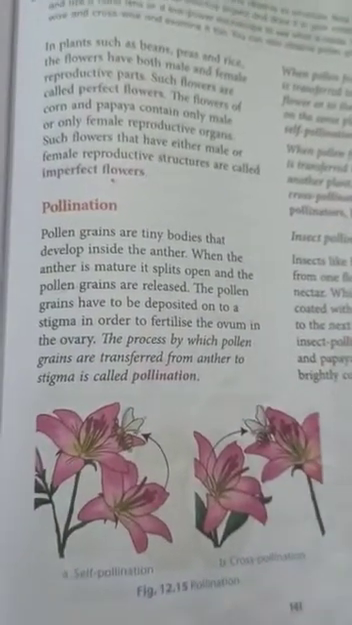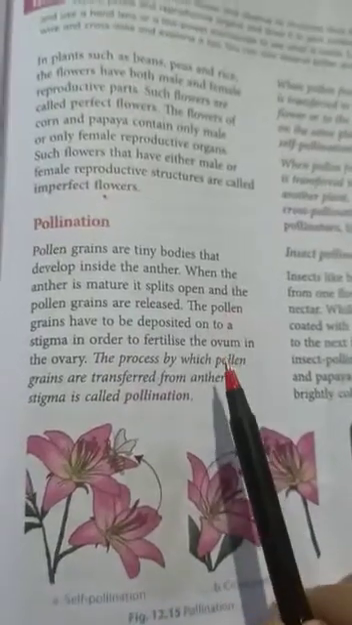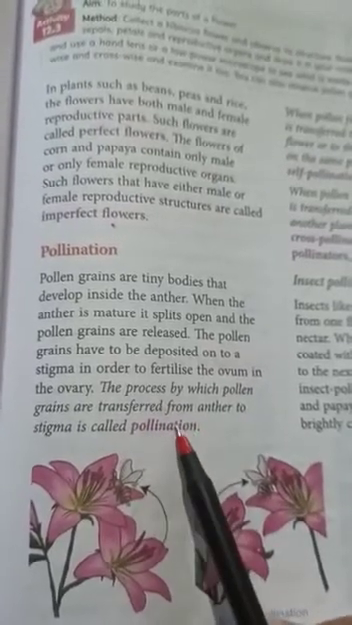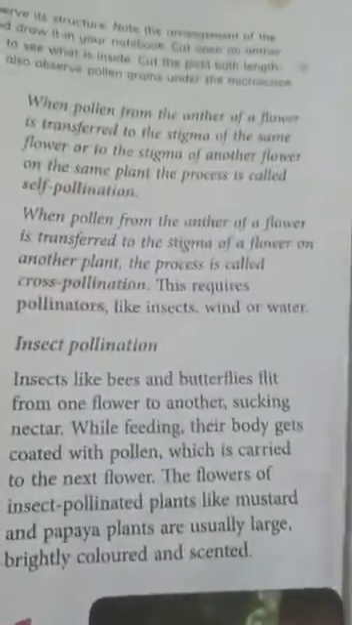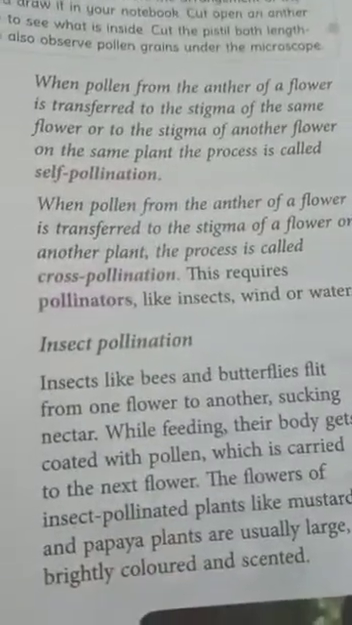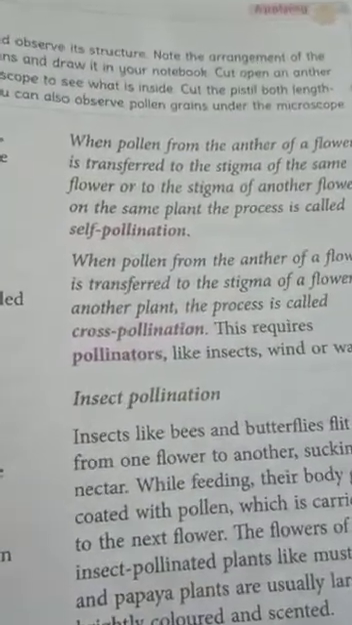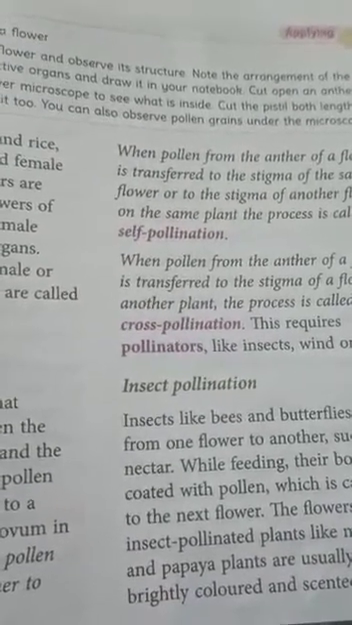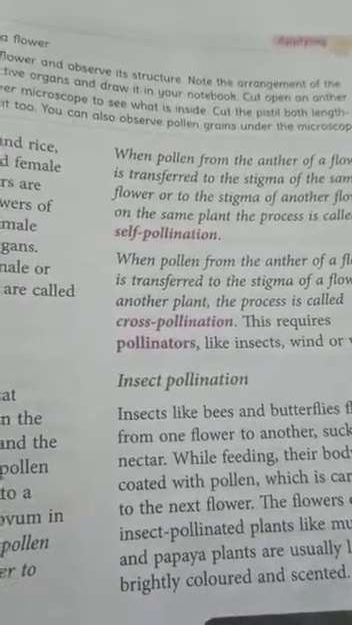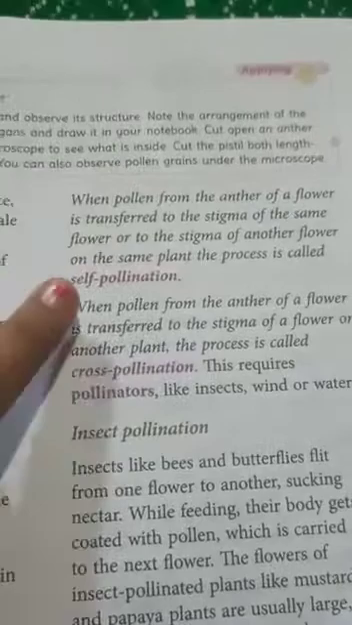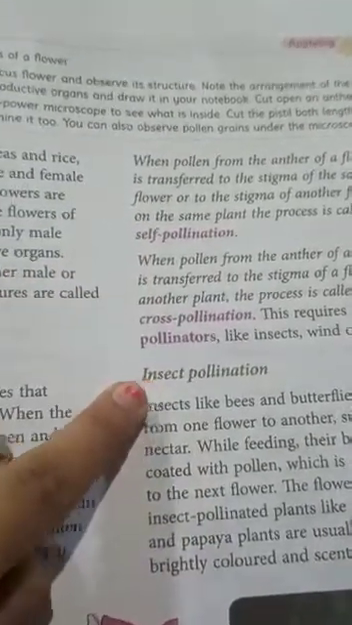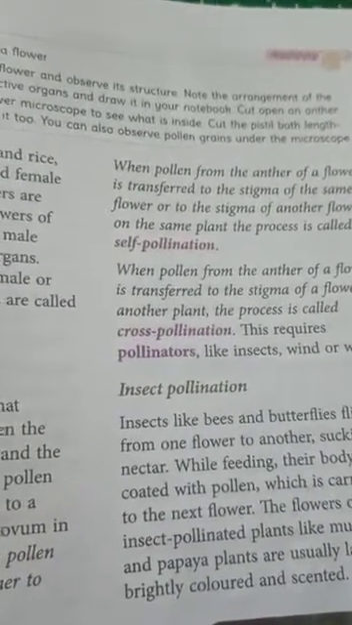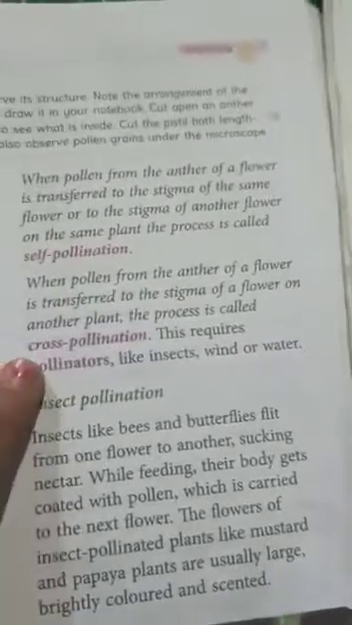It is a transfer of pollen grains from the anther of the male flower to the stigma of the female flower. That is called pollination. Okay. Now, there are two types of pollination: self-pollination and cross-pollination. What is self-pollination? When the pollen grains, or the male gametes, are transferred from the anther of one flower to the stigma of the same flower, or a flower on the same plant, that is called self-pollination. And cross-pollination means when pollen from the anther of one flower gets transferred to the stigma of a flower which is on another plant.